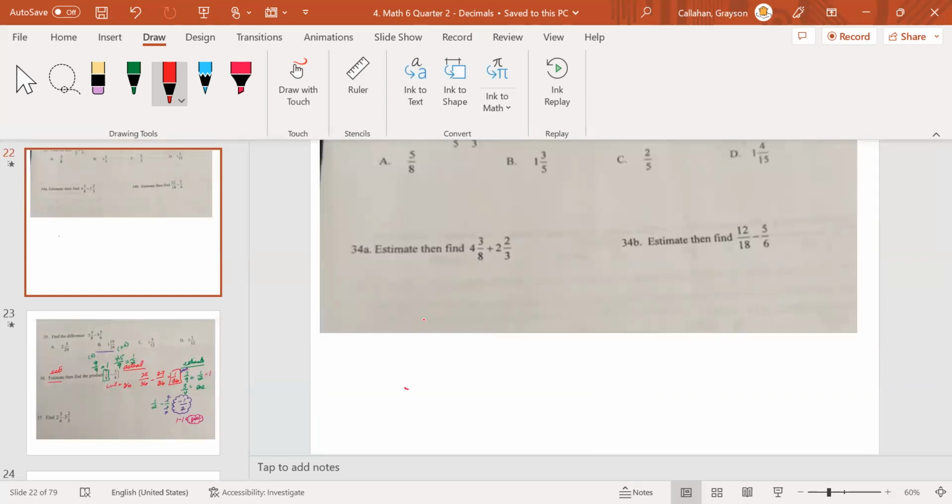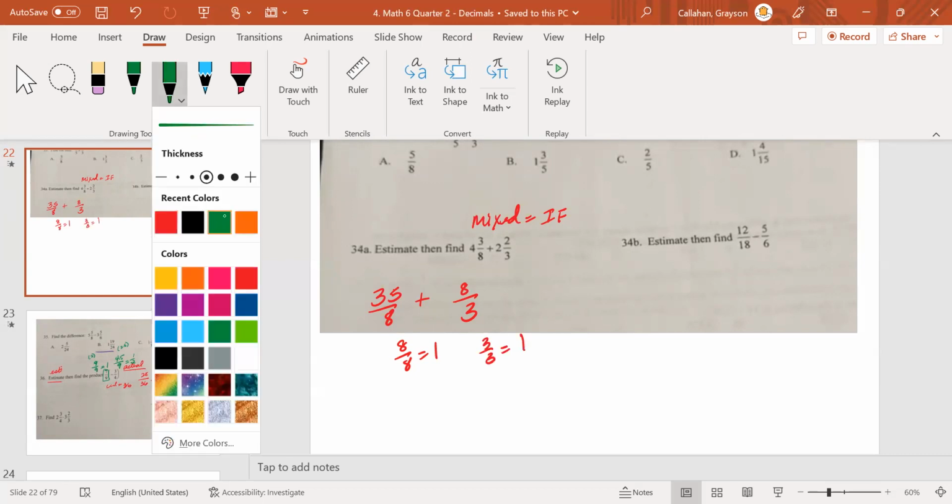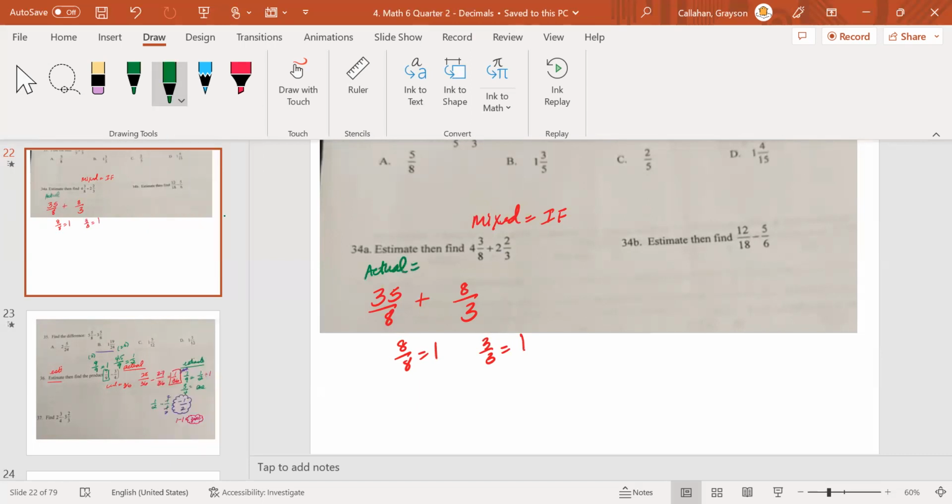So estimating, right? First thing we want to do is put this from a mixed fraction to an improper fraction, okay? 35 over 8 plus 8 over 3, right? Now, you know that if it's 8 over 8, that's equal to 1 piece. Does that make sense? If it's 3 over 3 for the second fraction, it's equal to 1, right? So let's go ahead and find the actual first, okay?